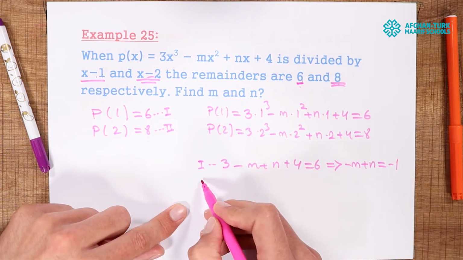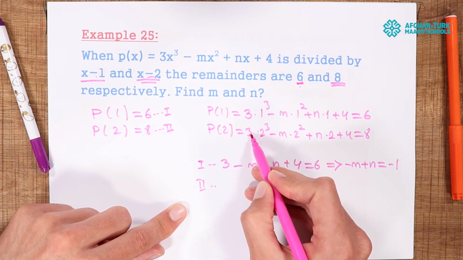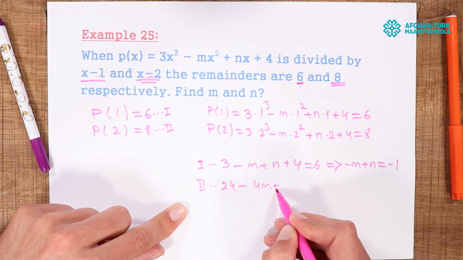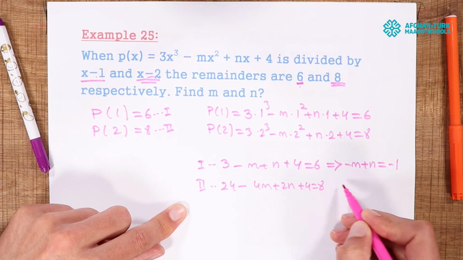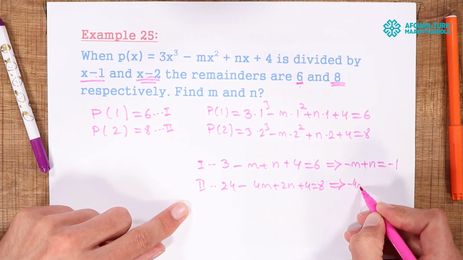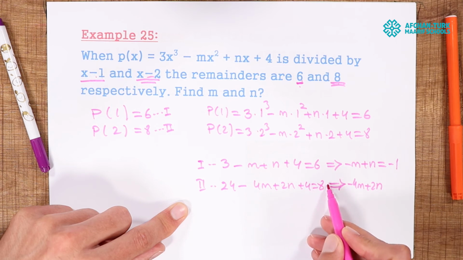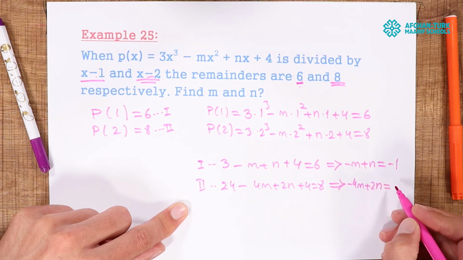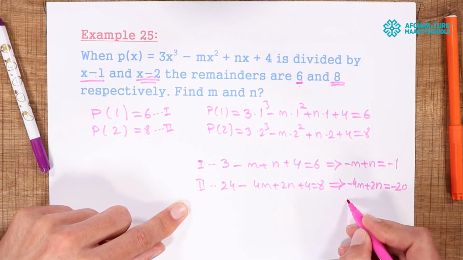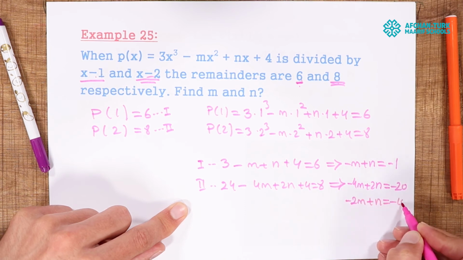This is the first. And the second one will be 2 to the power of 3 is 8. 8 times 3 is 24. Minus 4m plus 2n plus 4 equals 8. And from here we will have minus 4m plus 2n, and here 24 plus 4 is 28. When you bring it to the other side, it will be minus 20. If you divide both sides by 2, you would have this equation: minus 2m plus n is equal to minus 10.